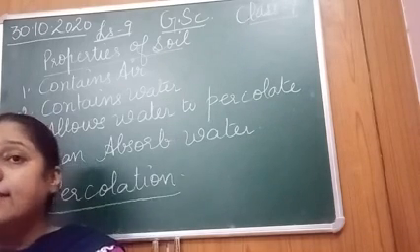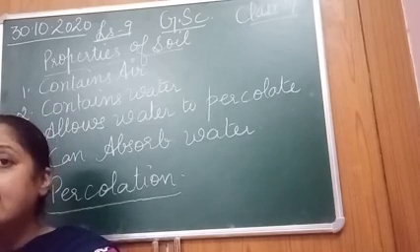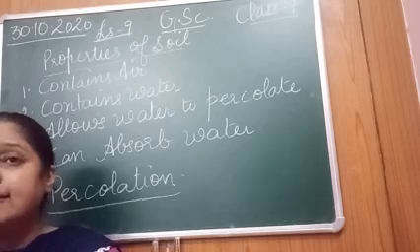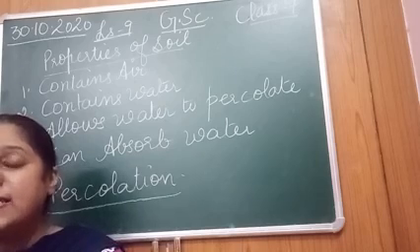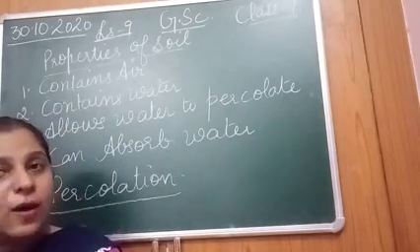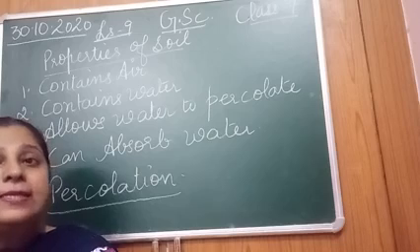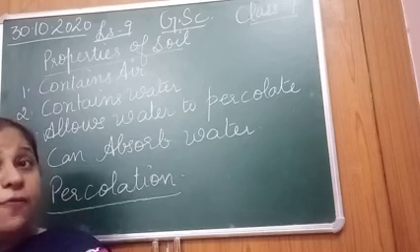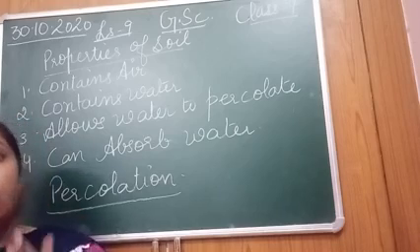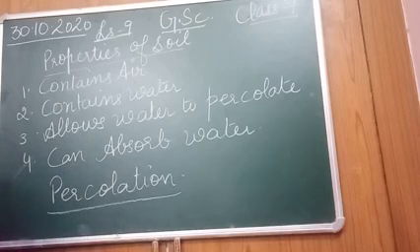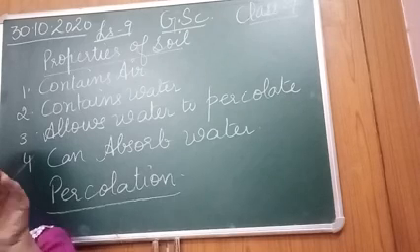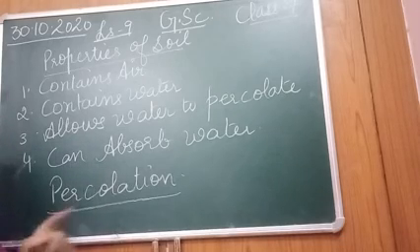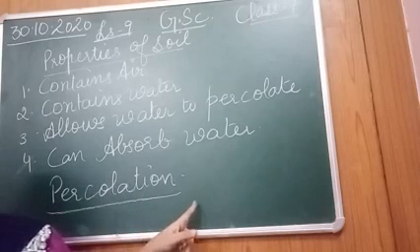I am going to repeat again. Soil has some particles, soil has some spaces inside it, right? Air spaces. When you pour water on the soil, what will happen? Some of the water is absorbed by the particles of the soil, and some of the water which is left, which is not absorbed, it passes down the soil. Now this water which passes down slowly, this process in which water passes down slowly is known as percolation, right?